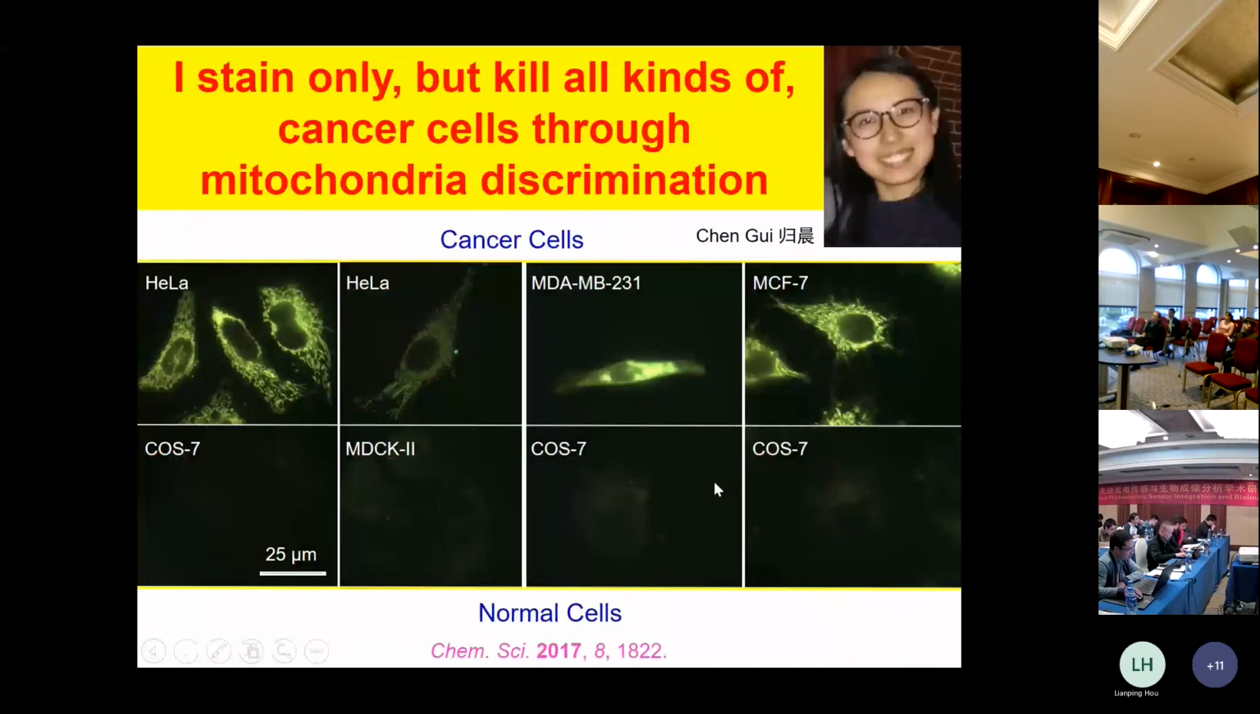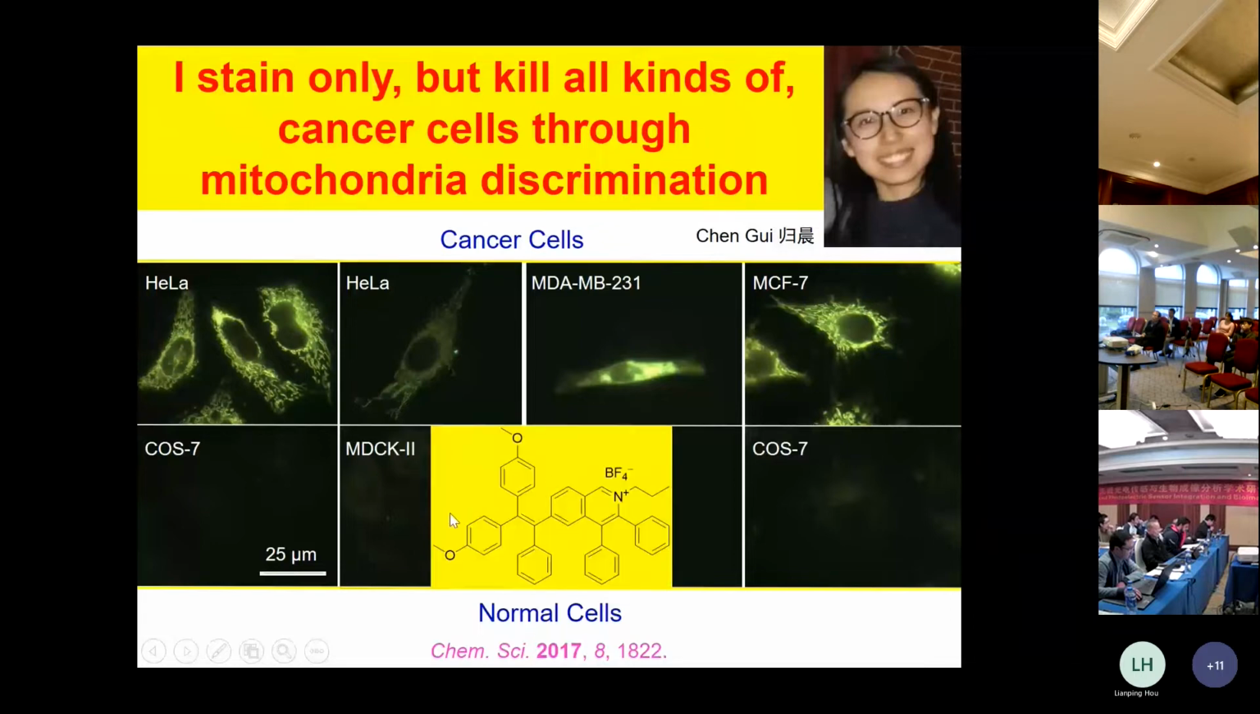Even more amazingly, we have a very simple structure, and not just one, we have many AIEgens which can image cancer cells, but not normal cells. You can see these are all cancer cells, these are normal cells. So they are pairs. You can see the structure actually is very simple. Here we did not use any antibody antigen interaction. We just incubate our AIEgen with this kind of cancer cell and the normal cell. And the result is that all these cancer cells will emit light, but normal cells will not.